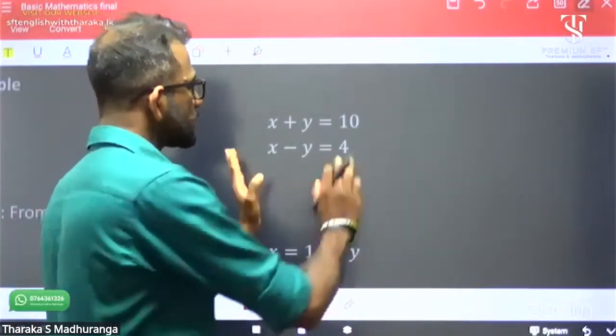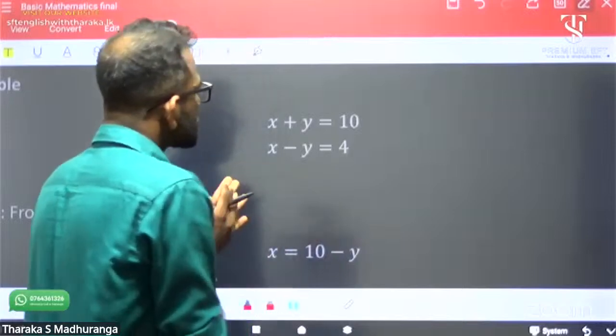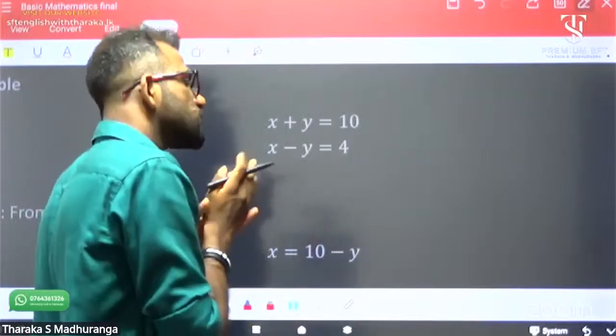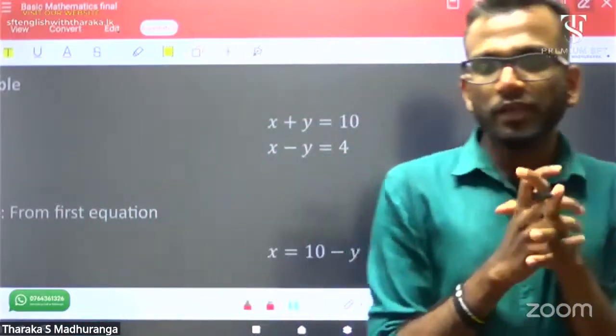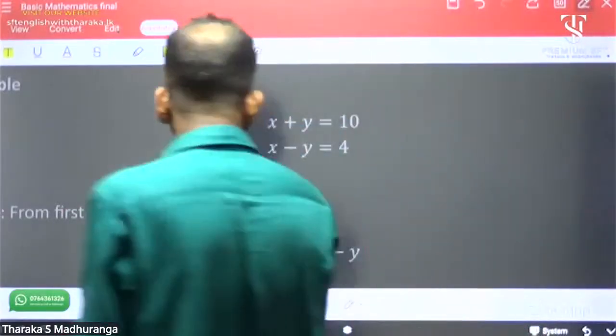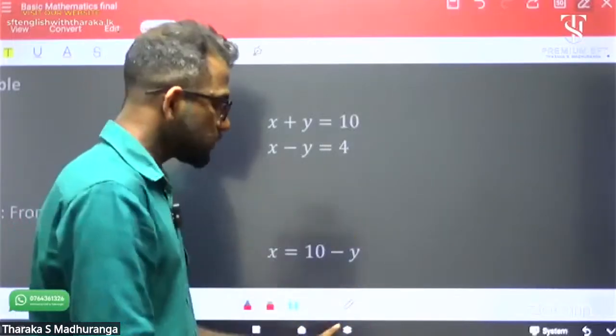Okay. Let's start from the very basic thing. The first one: x plus y equals 10, x minus y equals 4. Can you get the x and y values? I will explain, I will help with the first one.